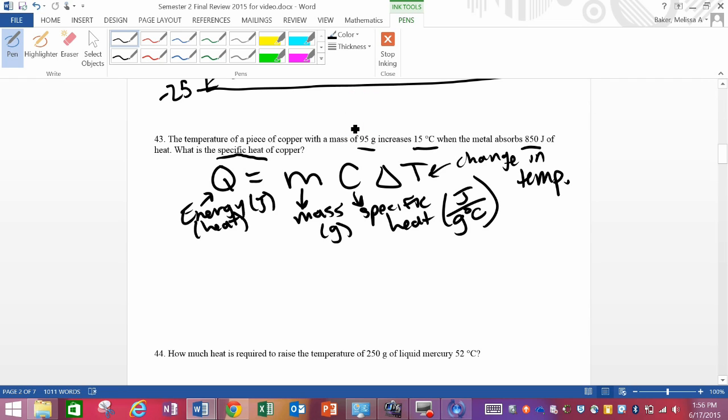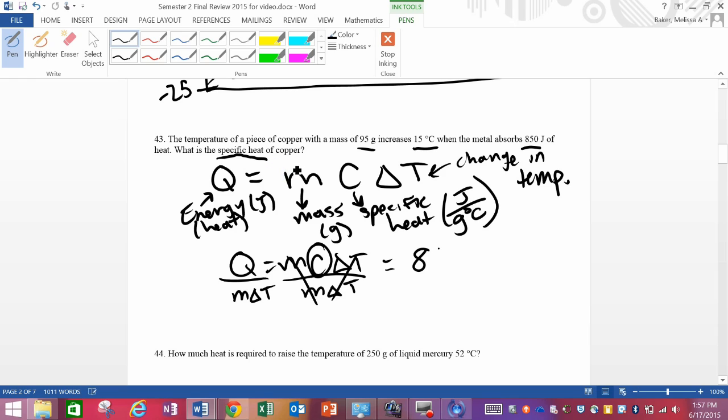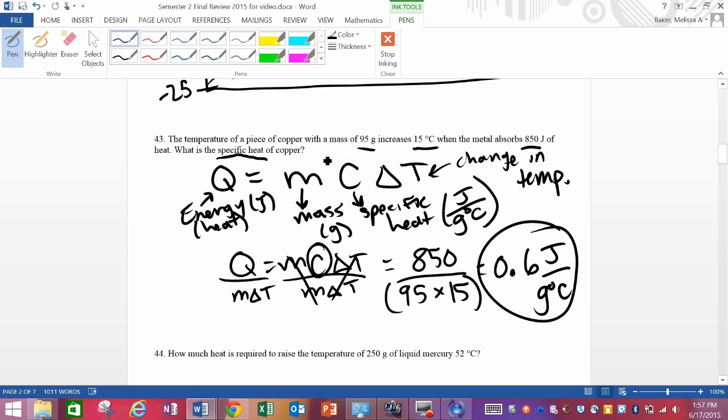Okay, so let's do this problem. It's asking you to solve for specific heat. So how do we get specific heat by itself? We've got to divide both sides by m delta T. So if we do that, C is by itself. Now we plug this in. Q's on top, 850 joules, divided by the mass, which is 95, times the change in temperature. And this will come out to be just the units we want, joules per gram degree Celsius. So it comes out to be 0.6 joules per gram degree Celsius. That is the specific heat of copper.